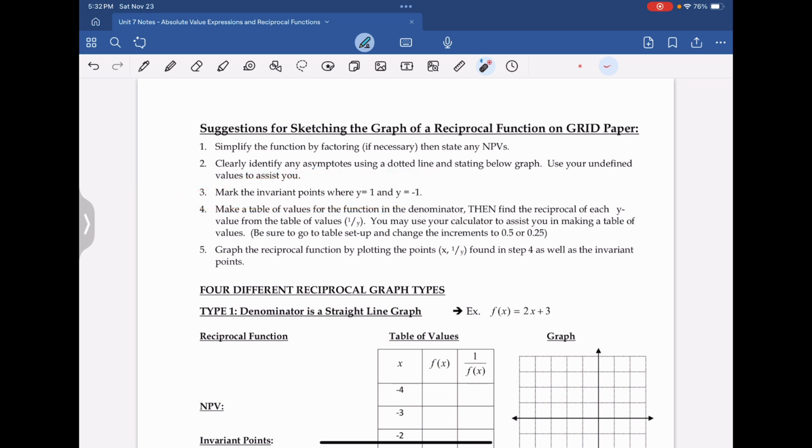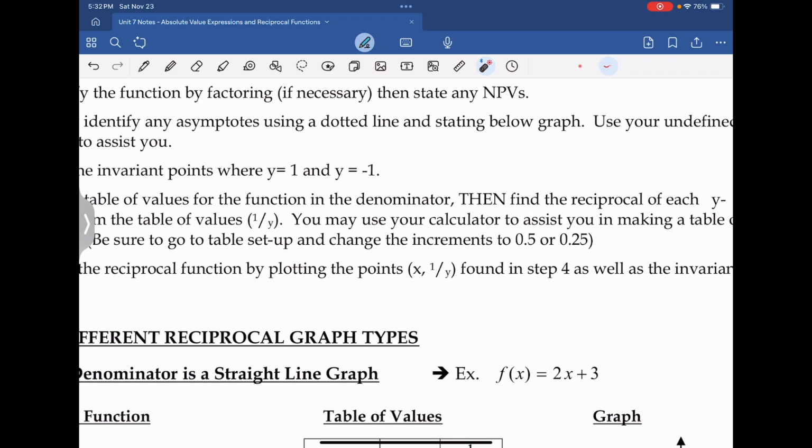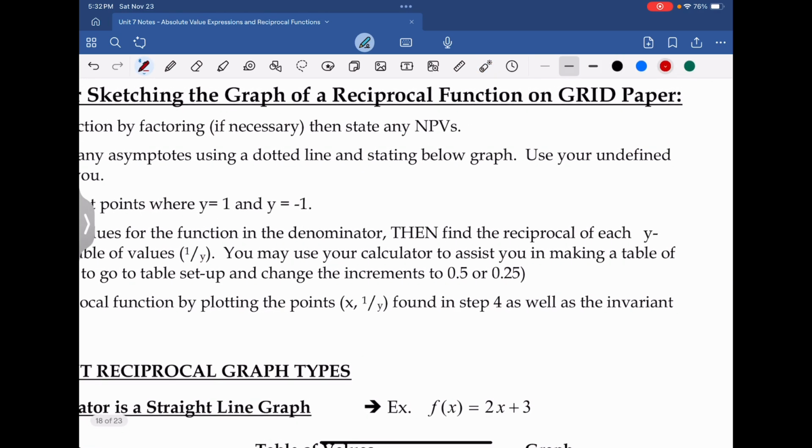Mark the invariant points where y equals 1 and negative 1, because again, our invariant points are the points that do not change. Very important. And so maybe we should even annotate that here just for ourselves. These are the points that do not change.